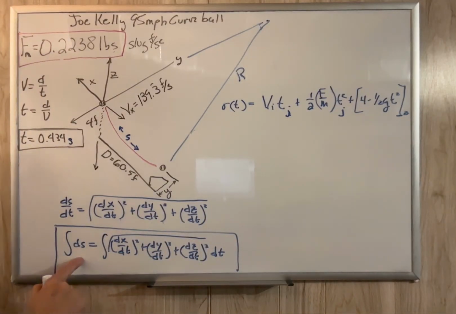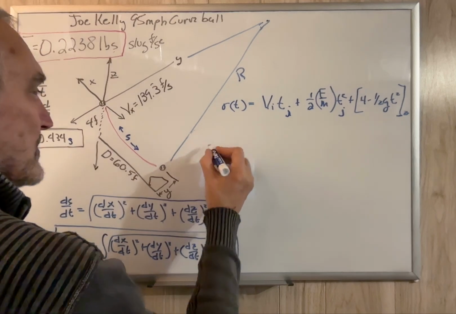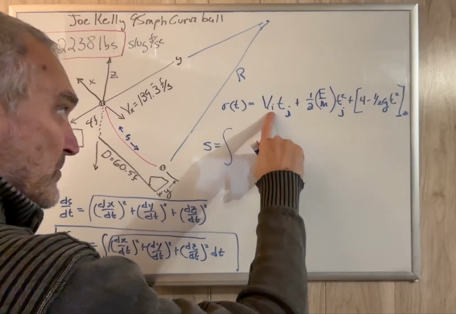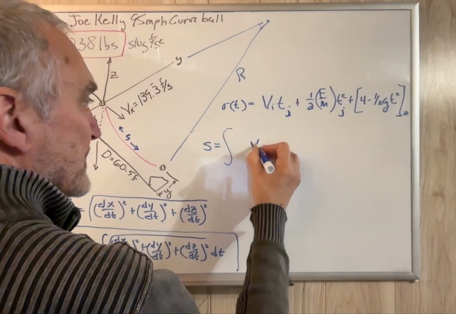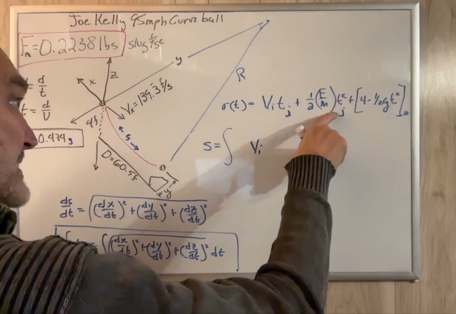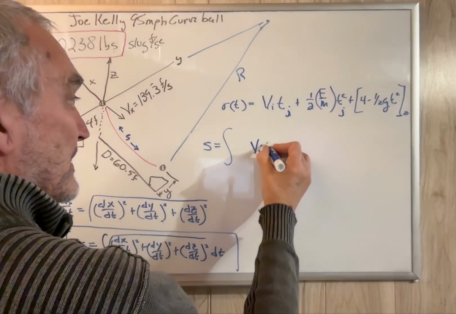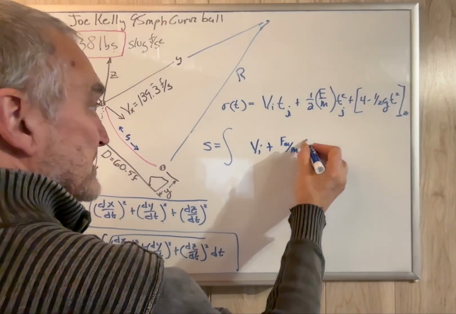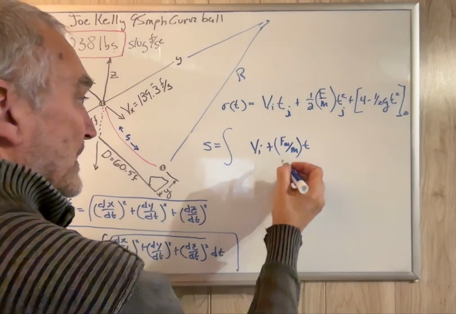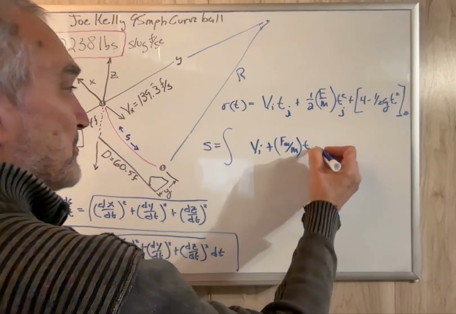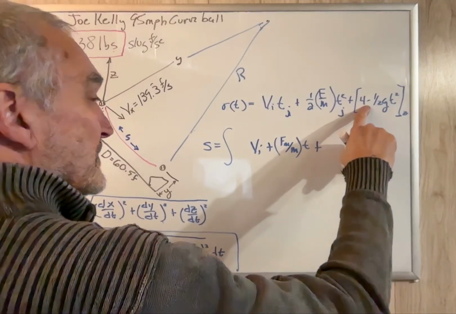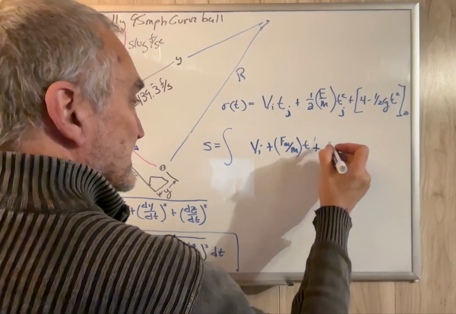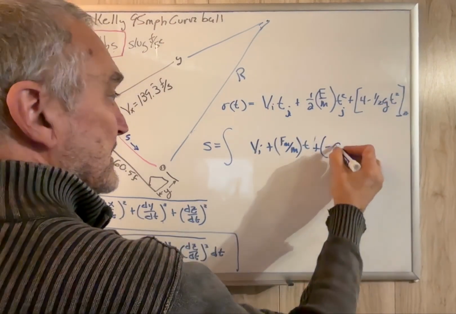Let's do that. So we know when we integrate ds, we're just going to get s, right? So s is going to be equal to the integral of the derivative with respect to time, with vi just going to be vi, right? Nice, easy integral. And then plus the integral of this thing, where the 2 is going to go away, and you're left with F Magnus divided by the mass times time. That would be that one. And then plus, well, the derivative of a whole number is 0. So this is actually going to end up being minus, the 2 is going to go away, g t.